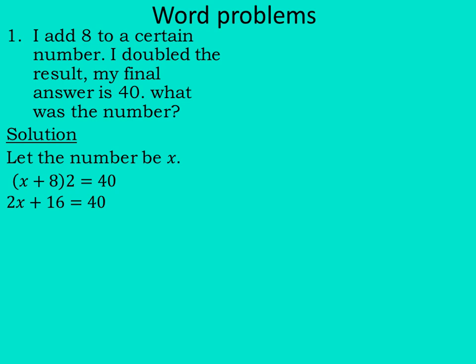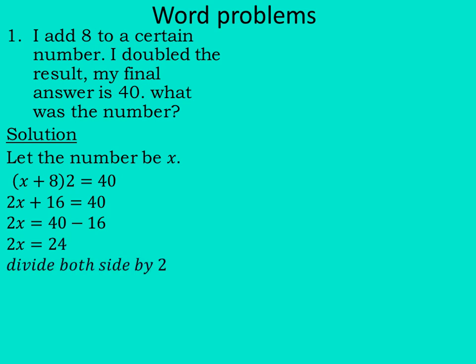If we open the brackets, we have 2 times x is equal to 2x, 2 times 8 is equal to 16. So that will be 2x plus 16 is equal to 40. So we collect the like terms by taking 16 to the other side. Since it is plus 16 on the left hand side and we want to take it to the right hand side over the equal to sign, it changes to minus. So we have 2x is equal to 40 minus 16, and this will give us 2x is equal to 24.